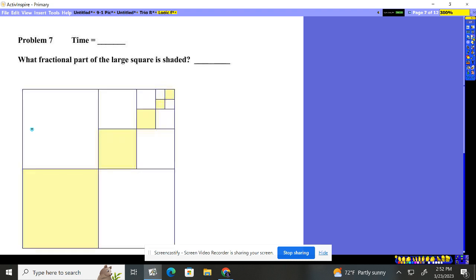This one, much harder problem. It says, what fractional part of the large square is shaded? Now, fractional part. In other words, I want the answer to be, hey, 1/5, or maybe it's going to be 13 out of 45 spots. I don't know. There's a couple ways to go about this.